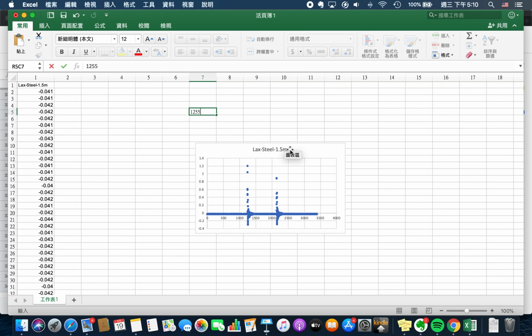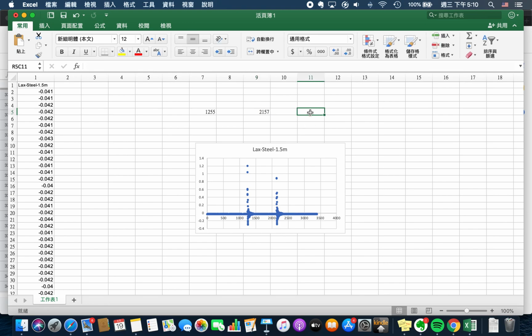That's the first peak. That's not the amplitude of the force. That's the count of the data point. The amplitude is about 1.2 Newton here. Okay, and then the second peak, 2157. So how many data points are there between 2 peaks?